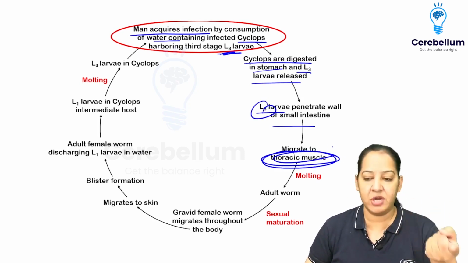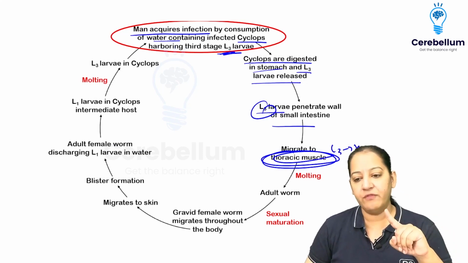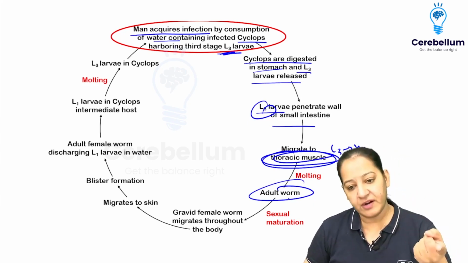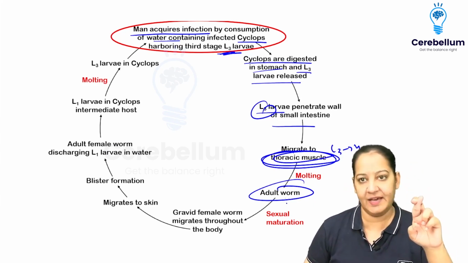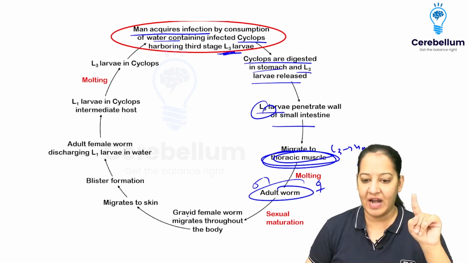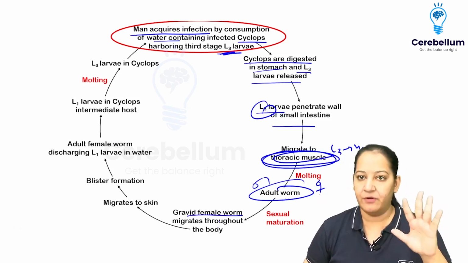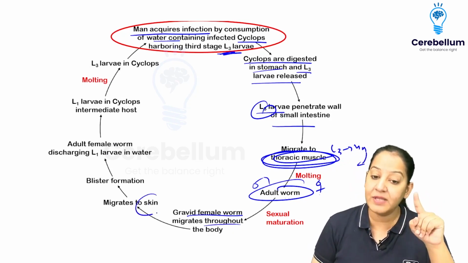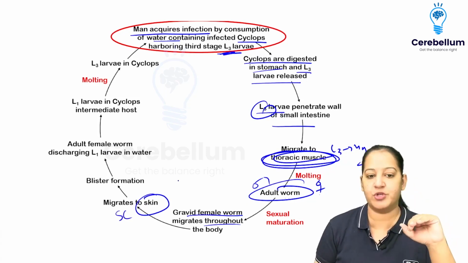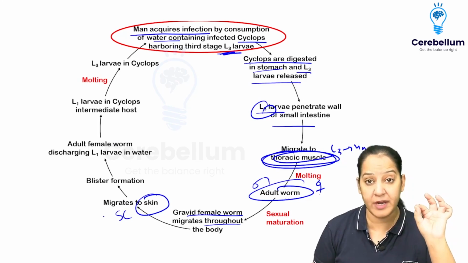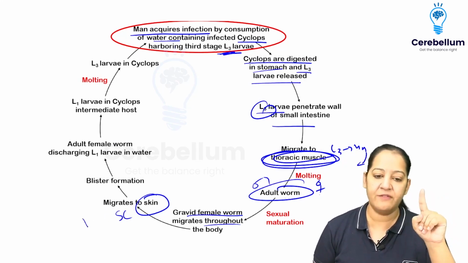Inside thoracic muscle, the L3 will convert to L4. L4 will convert into adult. So it takes place in thoracic muscle. After converting into adult, the male and female fertilize there only in thoracic muscle. The female becomes gravid. The gravid female migrates from the thoracic muscle into the blood again, and via blood it will go to the skin. It will go to the subcutaneous portion of the skin, especially that portion of the skin which can come in contact with water. So most commonly it will go to the foot.